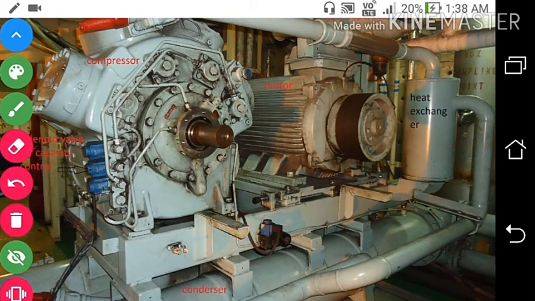So you can see these are the solenoid valves. This blue color is the solenoid valve. You can see how we have one line from this to this solenoid valve. So as the solenoid valve opens due to these pressure switches, the oil will go into the compressor valves, and it will open or close the valve accordingly.